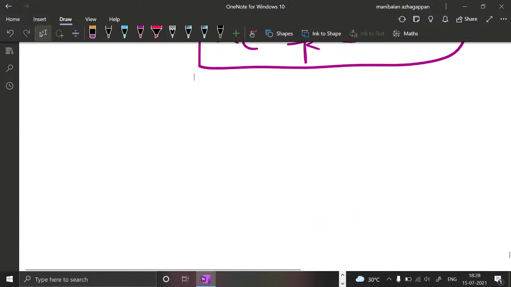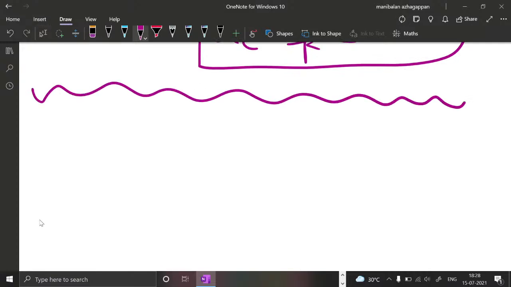Okay, next I'm going to do another comparison. The comparison I'm going to take is electrostatic versus gravitation. Then we are going to compare magnetism versus gravitation. The next comparison I'm going to do is electrostatic versus gravitation.